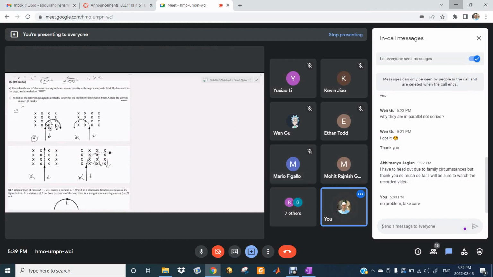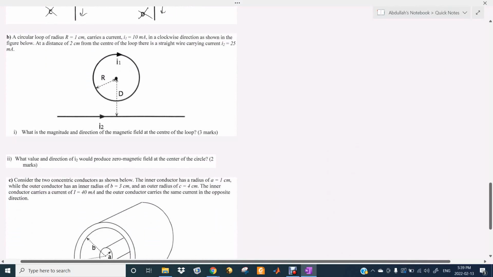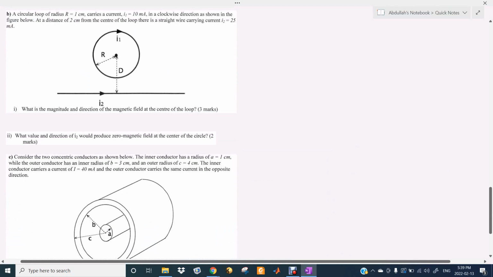Now for part B, what you have is a circular loop. The radius is given and the current flowing is 10 milliampere. Notice the direction of the current flow. So you have 10 milliampere flowing through this loop, and the current through the straight line is also given, which is equal to 25 milliampere. Now you have a loop current and a straight current.